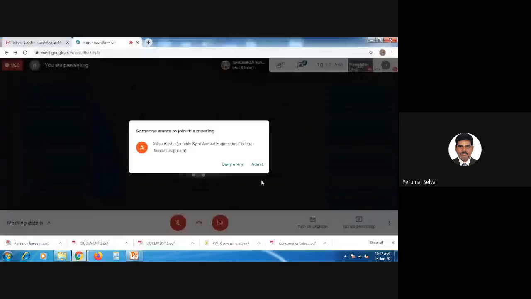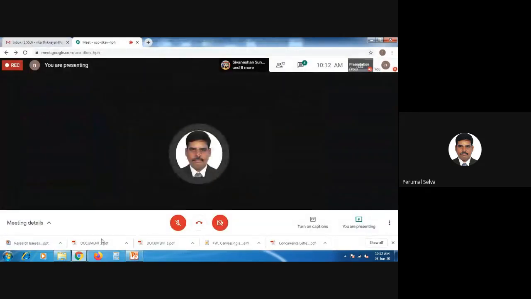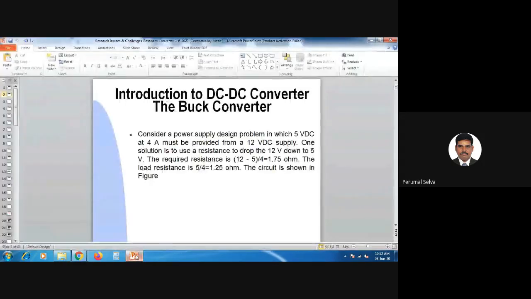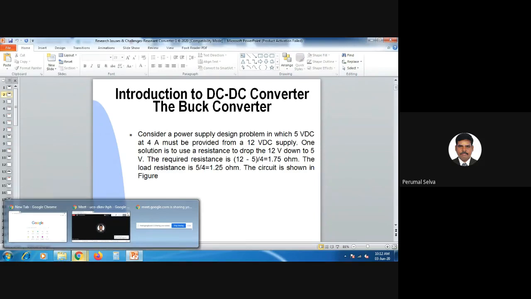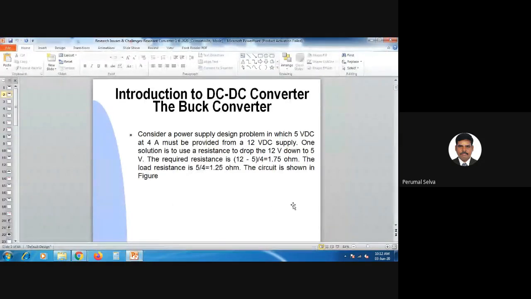So here 1.75 ohm resistor is the source resistor and 1.25 ohm is the load resistance. So the voltage drop across the 1.75 ohm resistor and 1.25 ohm resistor. So we get output voltage across the 1.25 ohm resistor for 5 volt. So here two major issues are associated with the circuit. Next slide, Arun.